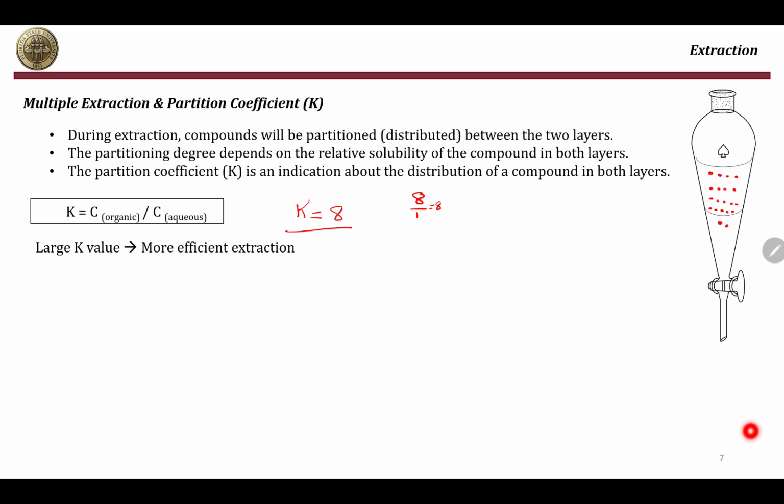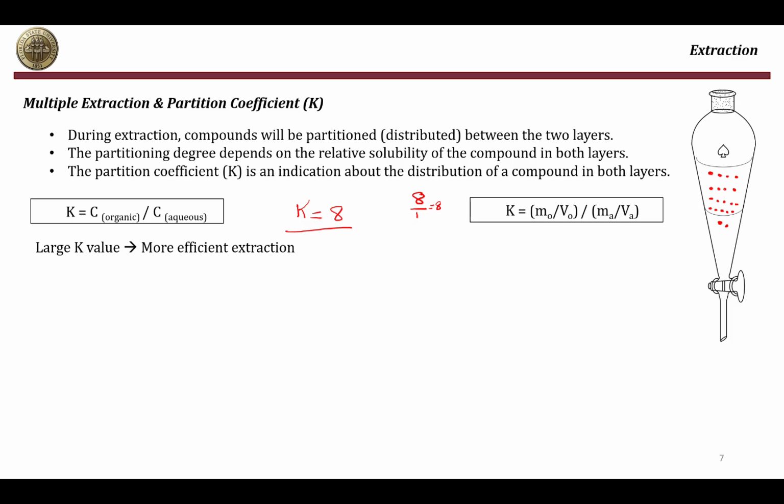So this compound with a partition coefficient of 8 prefers to stay in the organic layer rather than in the aqueous layer by a factor of 8 to 1, or a ratio of 16 to 2. And this is how the partition coefficient determines the efficiency of the separation. If the partition coefficient is small, then the compound will be distributed between both layers, and that's why separation will not be good.